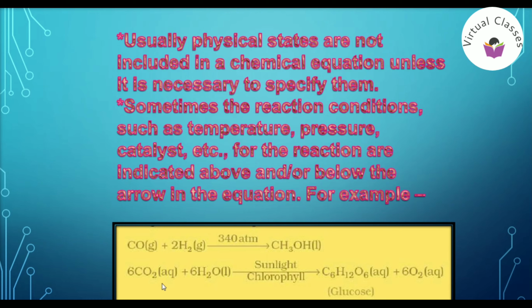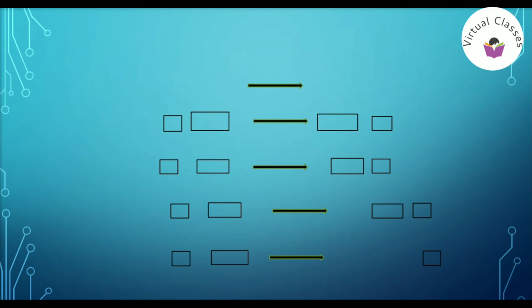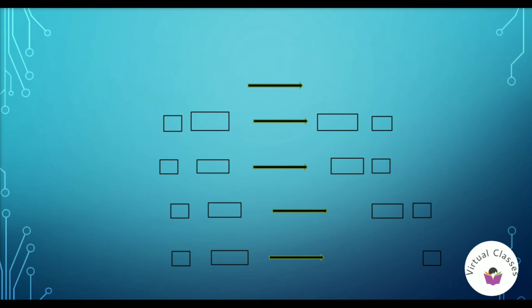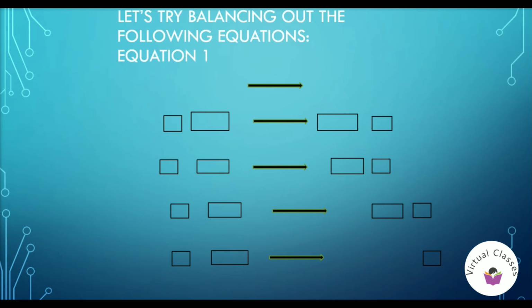In the same way, 6CO2 plus 6H2O gives C6H12O6 plus 6O2 in the presence of sunlight and chlorophyll. This reaction is also called photosynthesis. Now we'll try to balance a new chemical equation. Let us try balancing the following equation, that is equation 1, which is given to us as aluminium plus CuCl2 gives AlCl3 plus Cu.